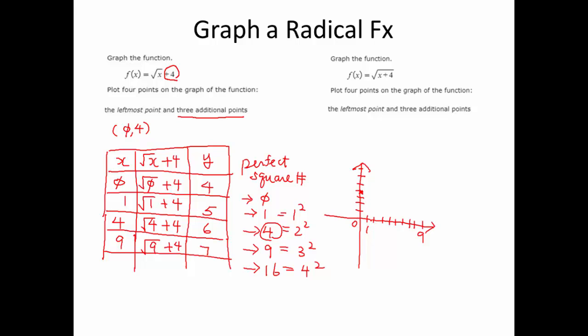And then I have 1, 5. And then 4. 4 is right here. 4, I got 6. And then 9, I got 7. So my graph is going to be like this.